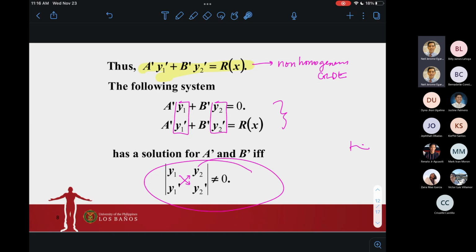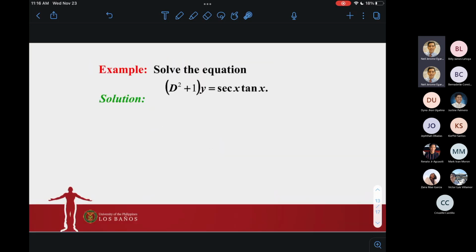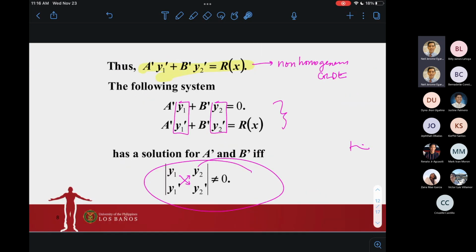Pero siguro, next time ko na ituturo, one more example on Friday, kung ano yung mangyayari kapag hindi mag-work yung elimination method. Okay? Or I'll double check if we will encounter such cases. Pag hindi naman, I'll just give it as a reading assignment. Okay? Now, to make sense of this method, mag-solve tayo ng isang particular example. Copy ko lang tong system na to kasi yan yung bubuuin natin mamaya.